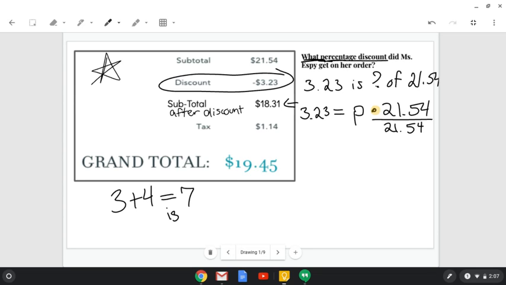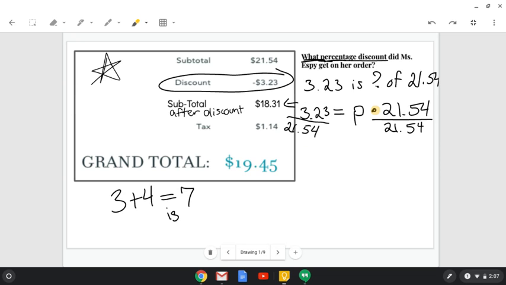And then remember that you always have to do it on the opposite side of the equal sign as well. So I'm also going to be doing 3.23 divided by 21.54. Now this probably feels a little bit weird because it's a smaller number divided by a larger number, but that is okay. You're doing that correctly.